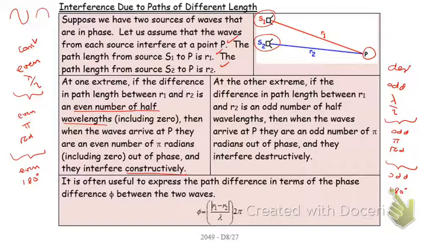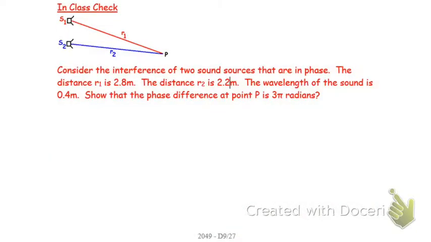So how do I figure out what's going on in radians? What's the phase difference between the two waves that are coming? My phase difference is the path difference in meters divided by the wavelength, which gets me the distance in wavelengths, multiplied by 2 pi, which gets me the phase difference in radians. I don't remember that equation because I can always figure it out. Let's just do an example.